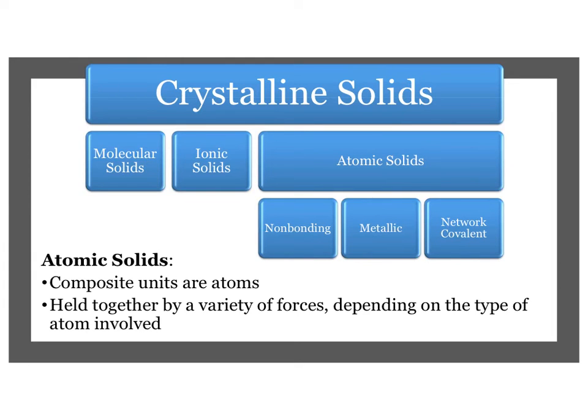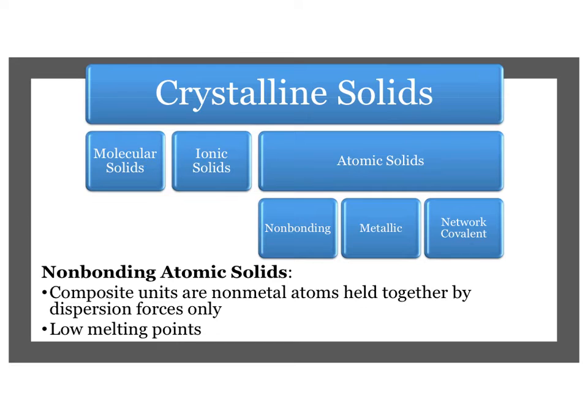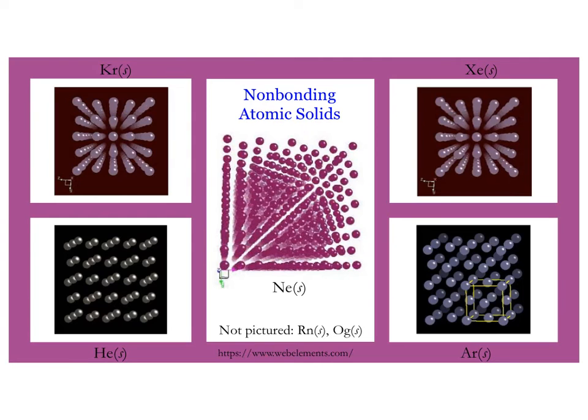Our last category of crystalline solids are made up of atoms. This category is subdivided by the type of atomic unit that makes up the solid, since the three types exhibit very different inter- and intramolecular forces. The non-bonding atomic solids are made up entirely of nonmetal atoms held together by dispersion forces in the solid. Since dispersion forces are the weakest type of intermolecular force, the non-bonding atomic solids will have very low melting points. For example, the non-bonding atomic solids are easy to spot because they are always frozen noble gases.